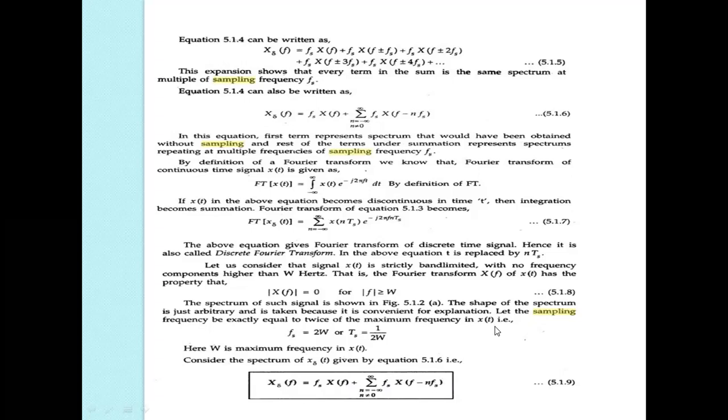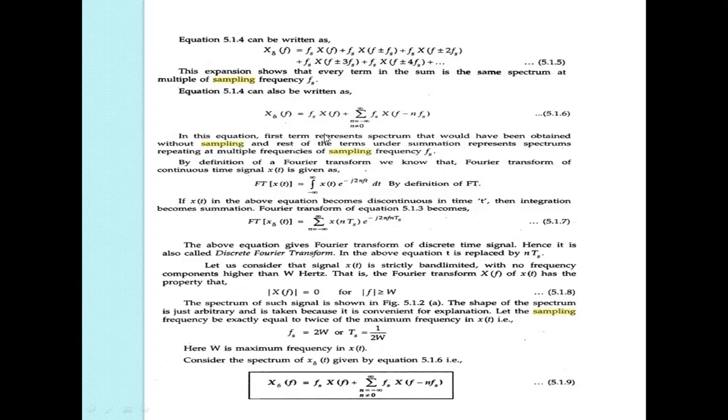The original signal can be recovered if the sampling frequency fs is greater than or equal to 2fm. Before that, you can see that this expression shows that every term in the sum is the same spectrum at a multiple of the sampling frequency fs. The equation can be written as x delta of f equal to fs times X of f plus the sum of n from minus infinity to infinity, n not equal to 0, of fs times X of f minus n fs.